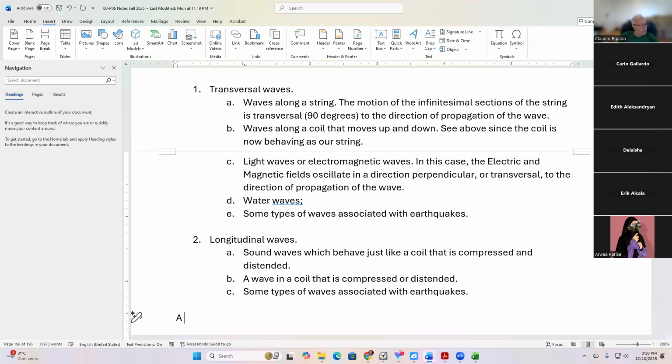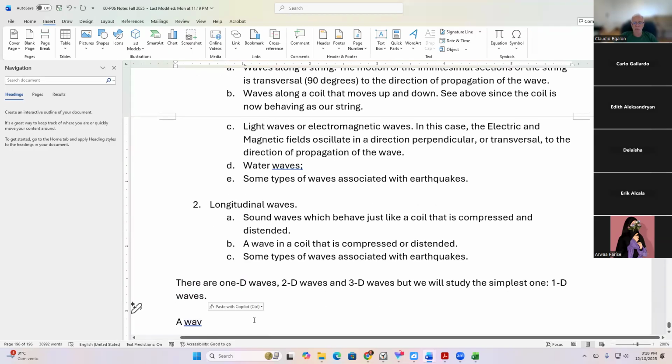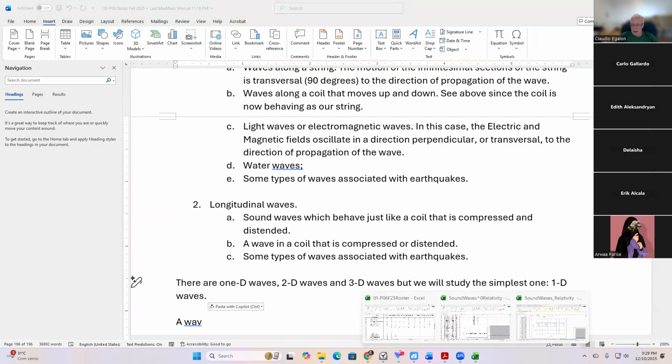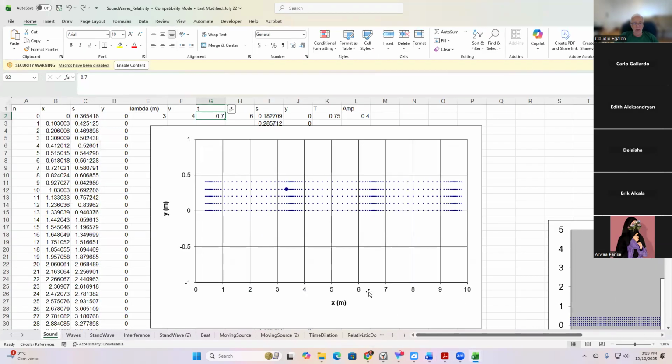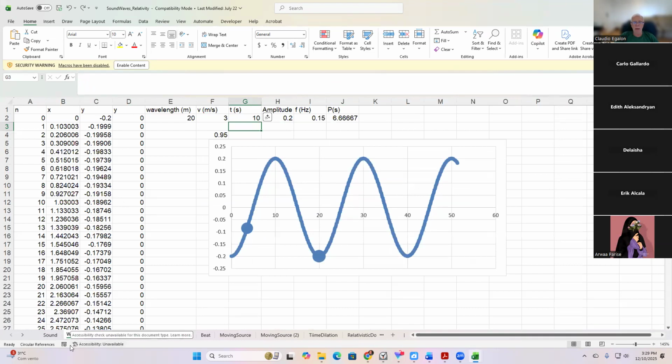A wave, think about that, we can have waves that are propagating in one-dimensional space, a wave that propagates in two-dimensional space, and a wave that propagates in three dimensions. The easiest one to visualize is the 1D wave. This wave that you see right in here is a one-dimensional wave because the wave is propagating in just one direction. Here too is a one-dimensional wave.